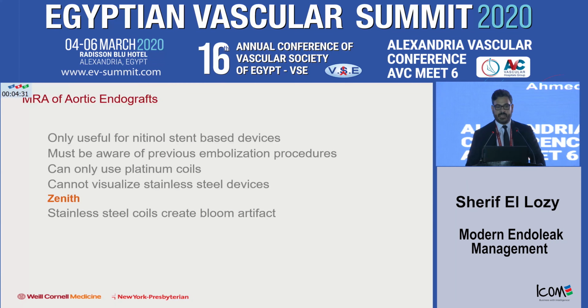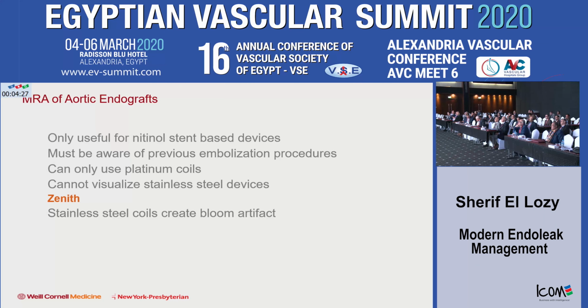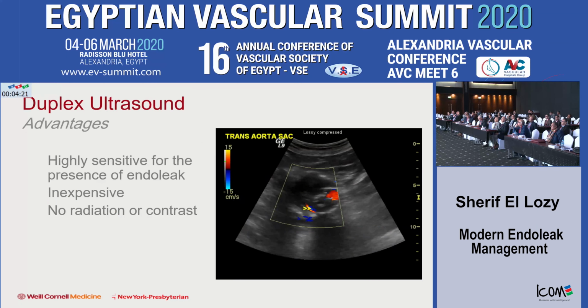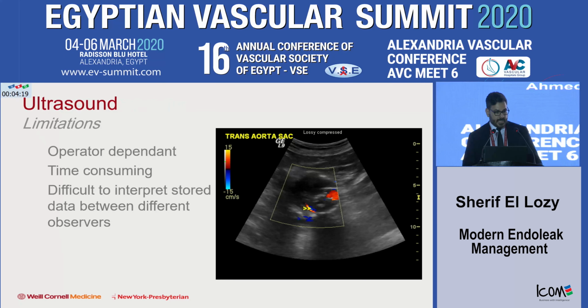You do have to keep in mind that you cannot do it in stainless steel-based devices, such as the Zenith. And if you have stainless steel coils in the sac as well, you'll get a lot of bloom artifact, and so you won't be able to interpret the MRA meaningfully. I'll go quickly through this.